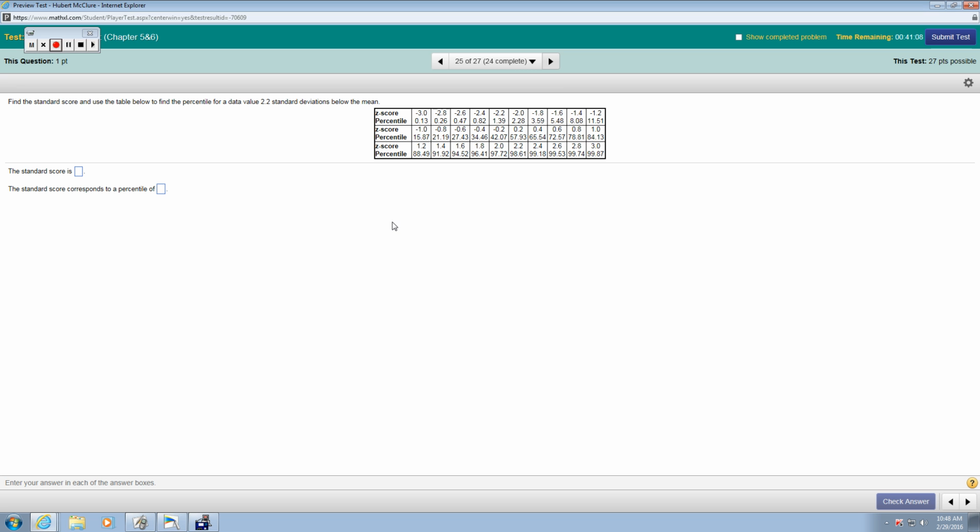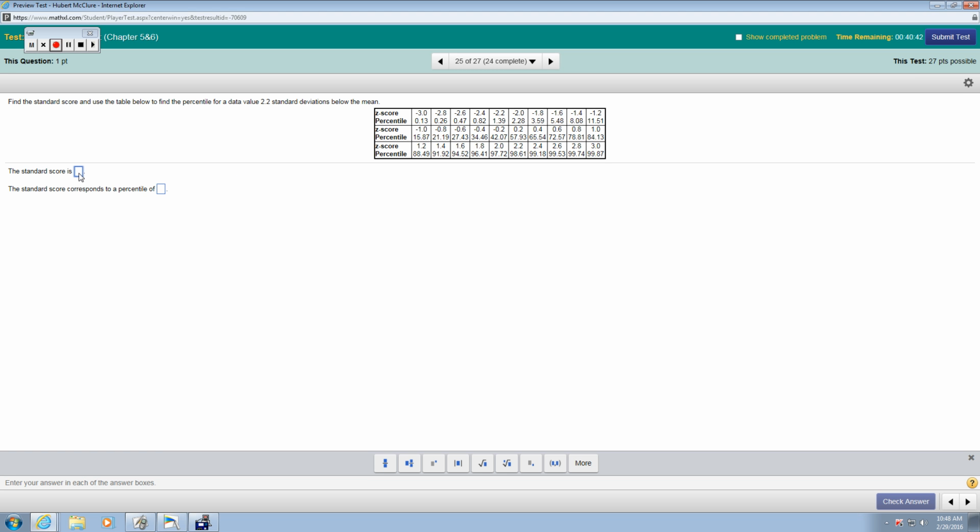Okay, this is real simple. This says, find the standard score and use the table below percentile for a data of 2.2 standard deviation. To find 2.2, and it's what? 98 point what? 61. The standard score is 2.2. And the score is 98.61.